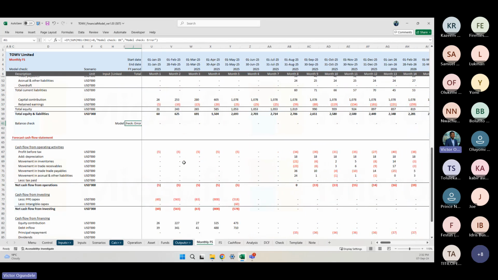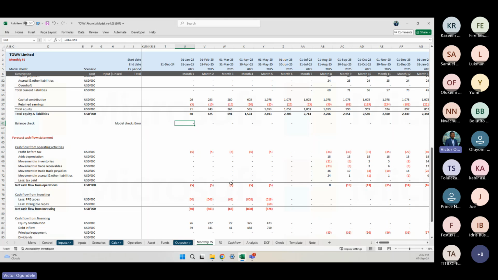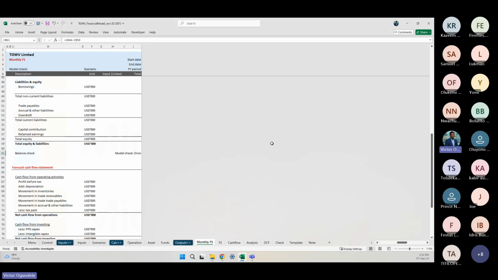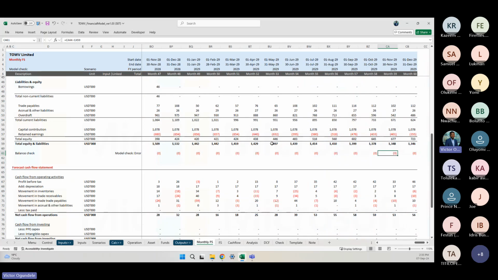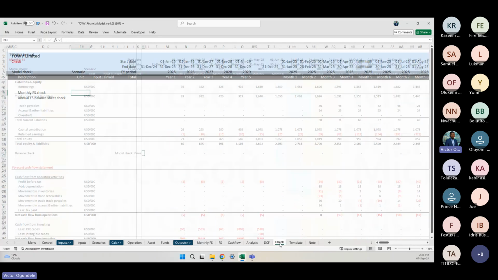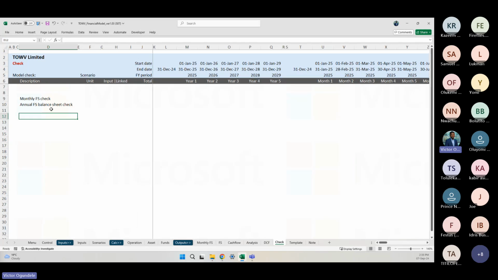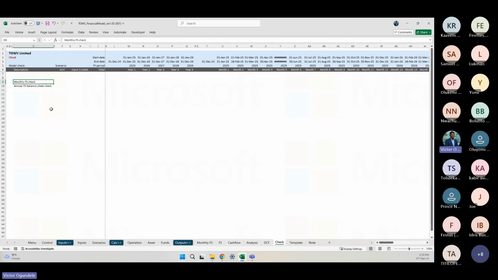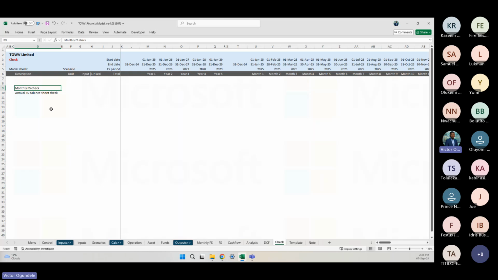So let's introduce something we call our tolerance level to this, so that we can take care of what we have. But before we do that, let's come to our checks. So as I said, we usually have something we call a check, a check, a check. So you have a check workbook.